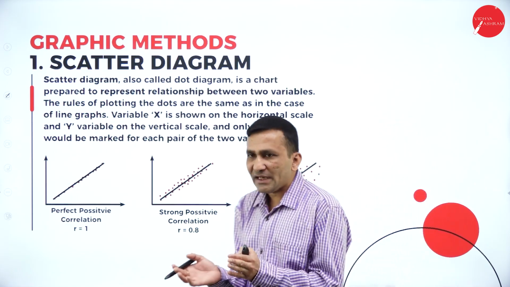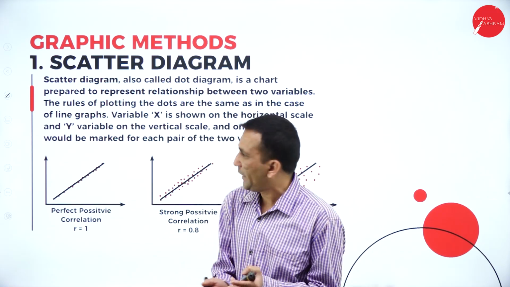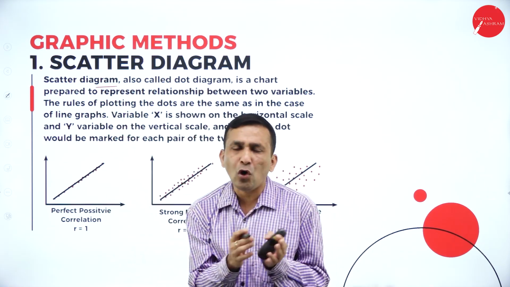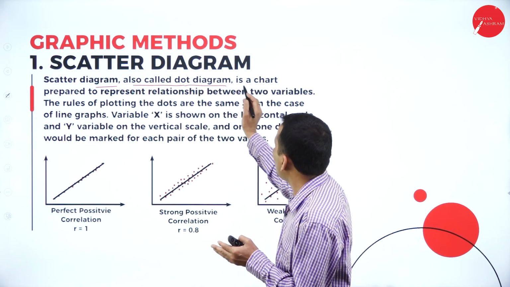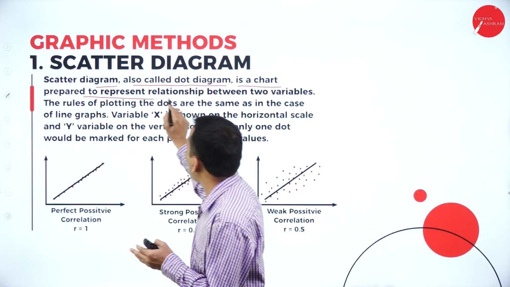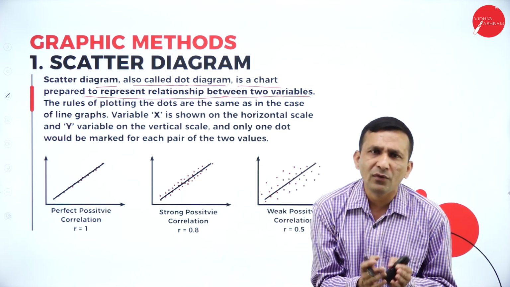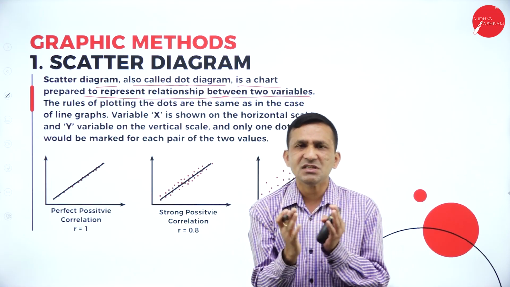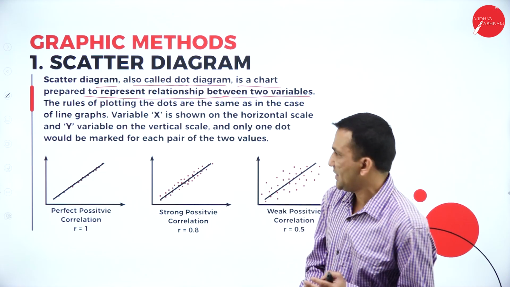There was one example in the last session, and I have specified it one more time just for recalling. The scatter diagram, you call it a dot diagram. The dot diagram is a chart prepared to represent the relationship between two variables. When you go for a bivariate, which is nothing but two variables, you need to consider the x-axis and the y-axis.